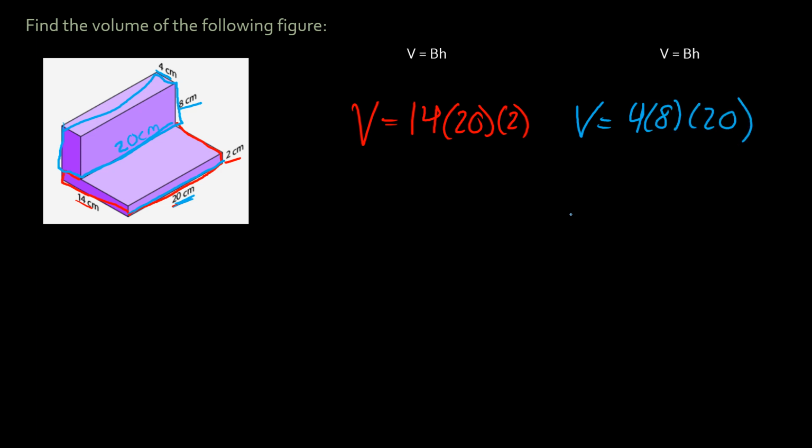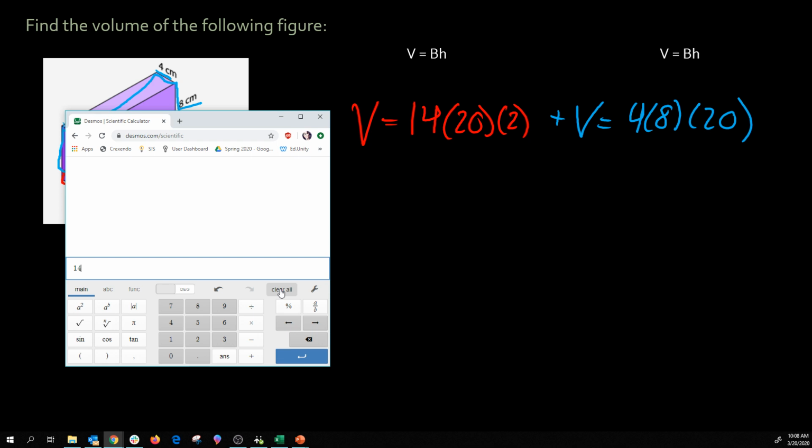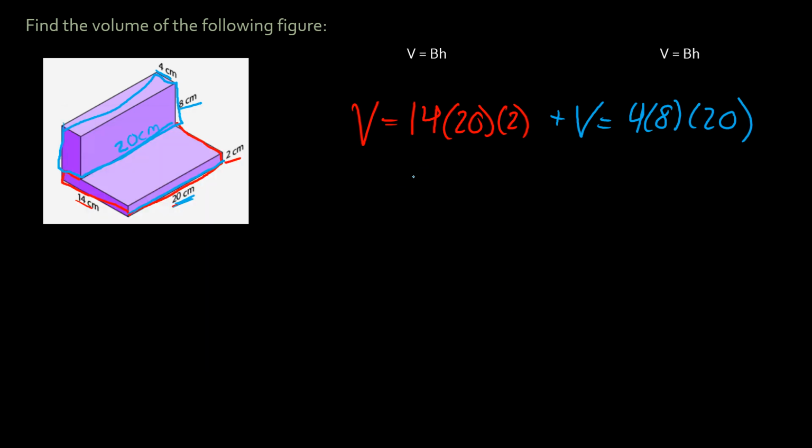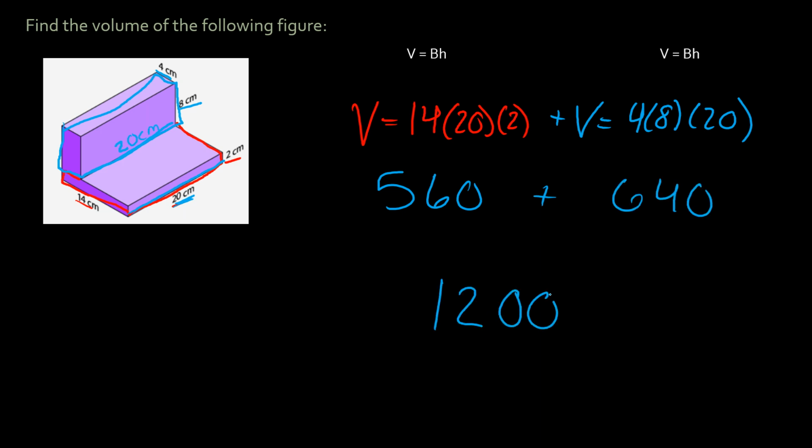Now with composite figures, once you find the volume of both, all you need to do is add them together to get the total volume. So I'm going to bring back our calculator, do the first one in red, so 14 times 20 times 2, and then 4 times 8 times 20. So I would have 560 plus 640, which gives me a total of 1200. So the volume of this figure would be 1200 centimeters cubed.